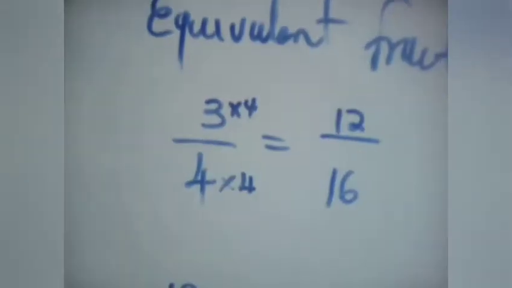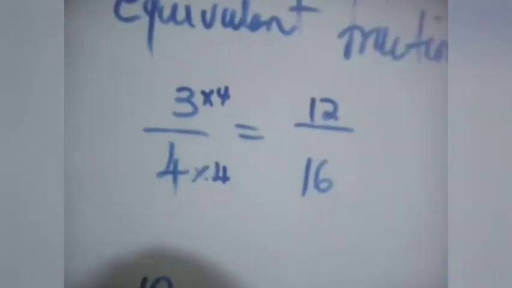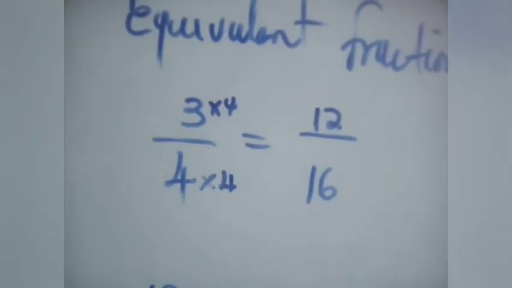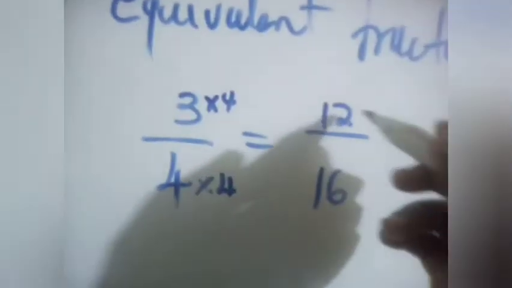3 times 4 is 12. So the equivalent of 3/4 is 12 over 16, and we can break this down to see if we get 3/4. Which number can go into both? Naturally 4, right? 4 into 12 is 3, 4 into 16 is 4. So 3/4 is equal to 3/4.